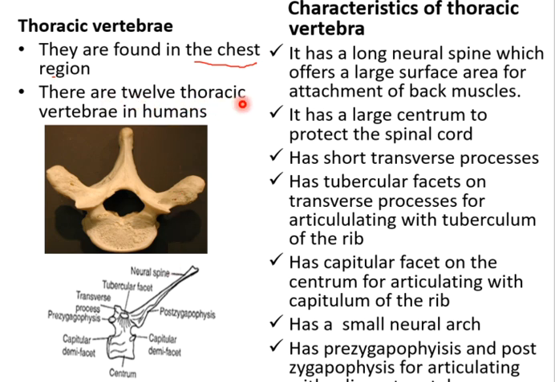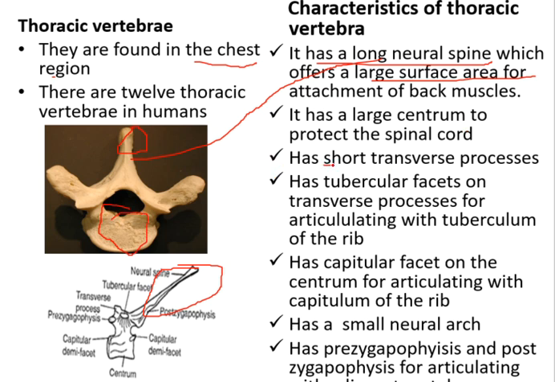And there are 12 thoracic vertebrae in humans. You can look at the diagram. Thoracic vertebrae here and here. Let's look at the characteristics. It has a long neurospine, and a long neurospine increases surface area for attachment of muscles. We have the long neurospine here. This is the long neurospine, as you can see. So in this other version, the long neurospine. Then it has a large centrum to protect the spinal cord. We have the centrum here for protection of the spinal cord.